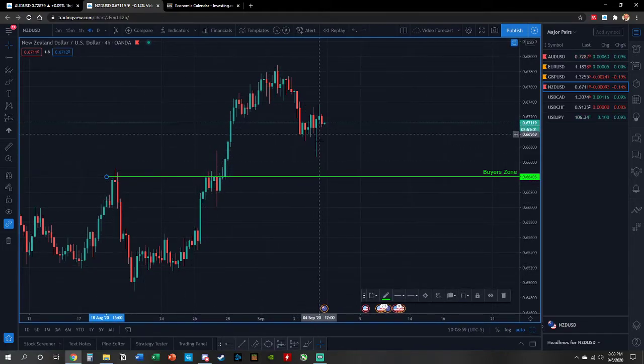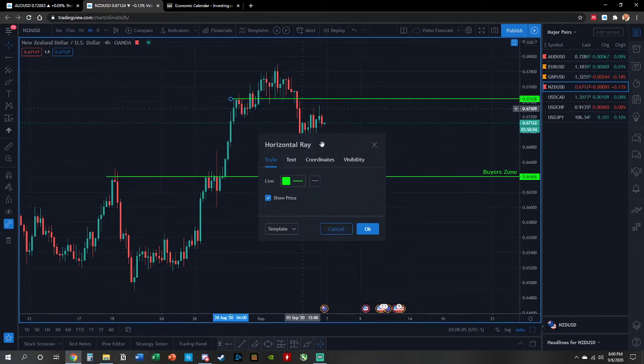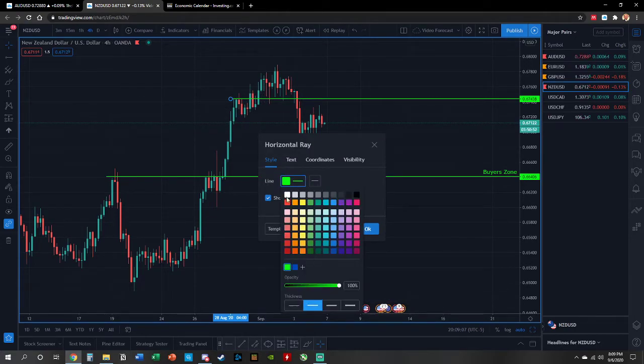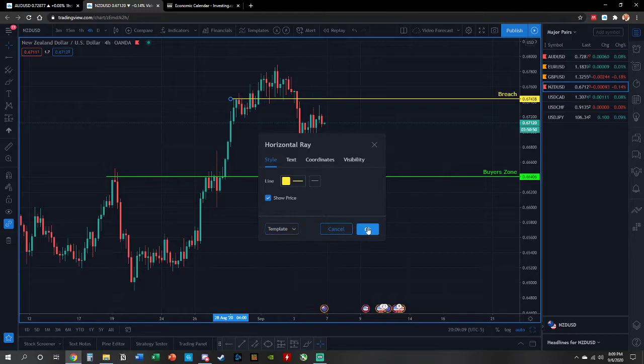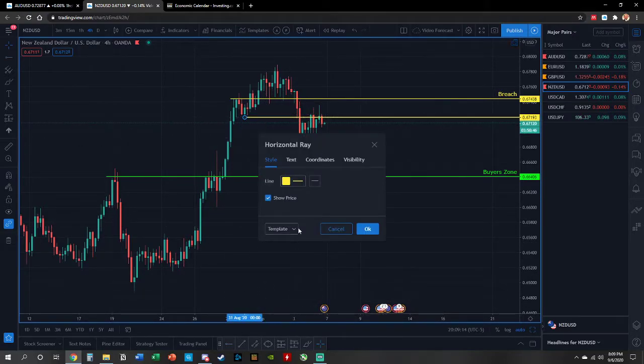So you can see we had the strong wick. Price came up and held right here. This would be the breach. Okay, oop, wrong thing. And then the guy who started it would be here. Okay. So here's what I'm looking at, guys.